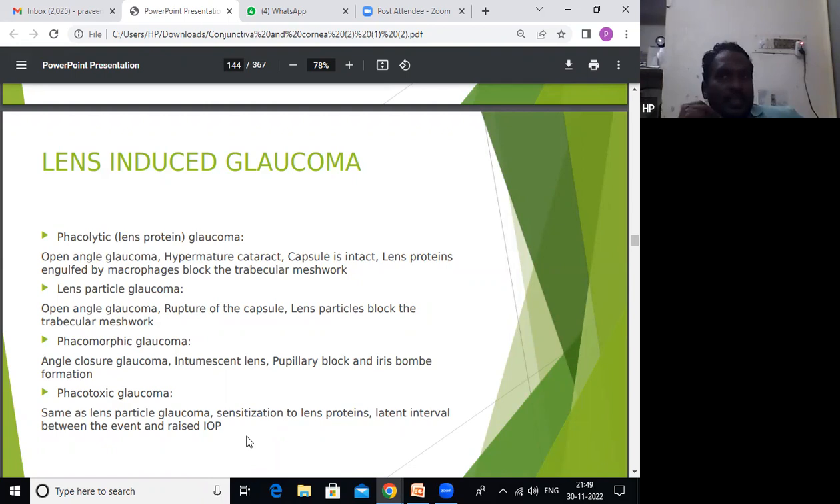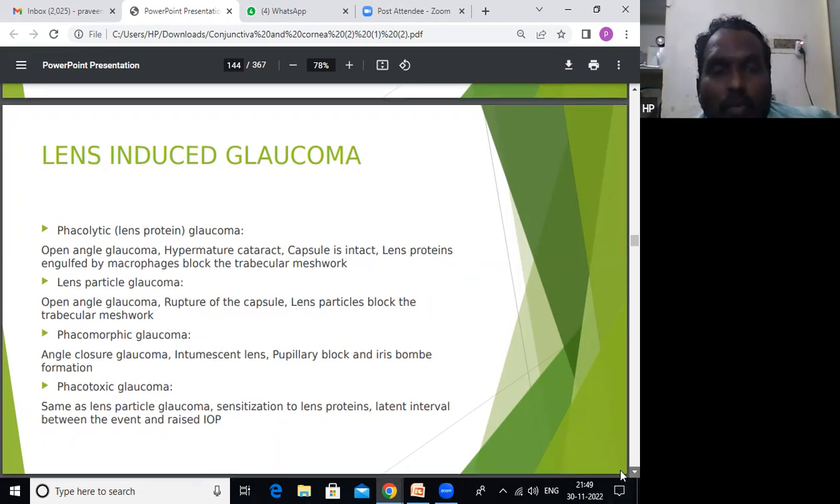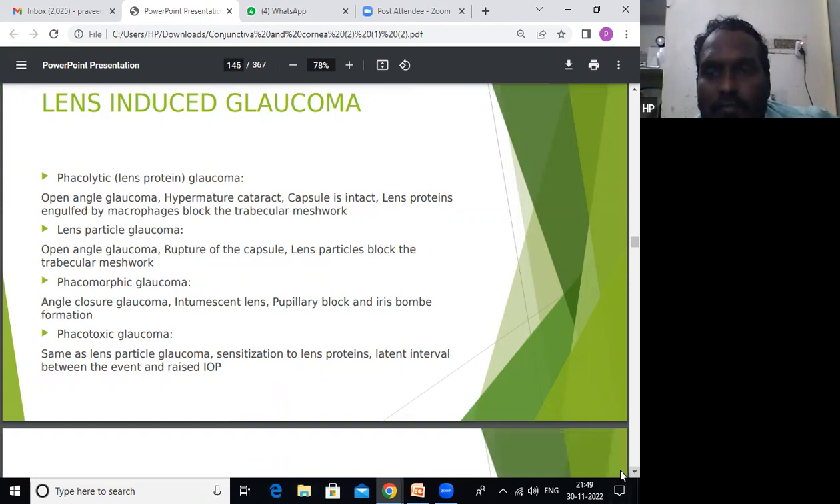Whereas, if there is a latent period between the event and the rise in intraocular pressure because of sensitization to lens protein, it's called phacotoxic glaucoma. On this slide, there are numerous questions. If you understand the topic, you can easily answer any question. Hope I made you understand.